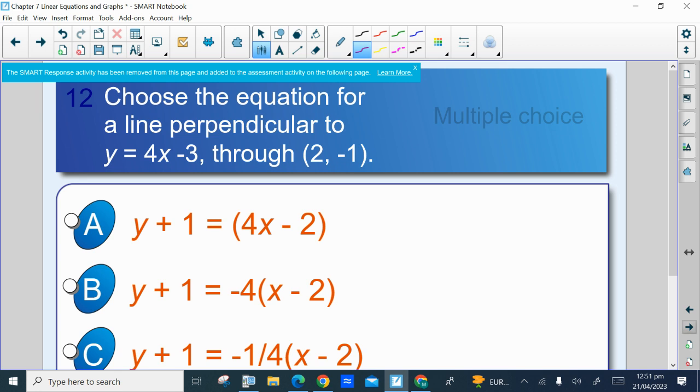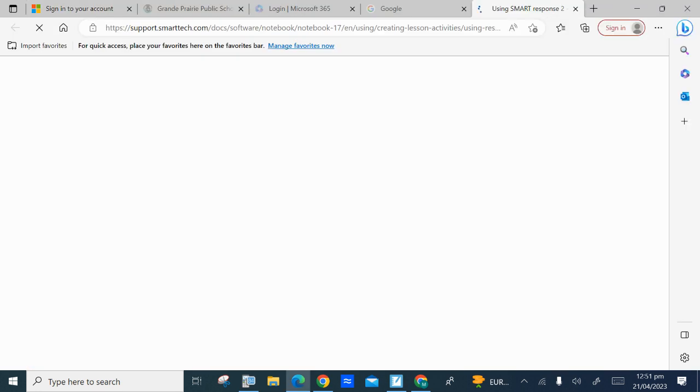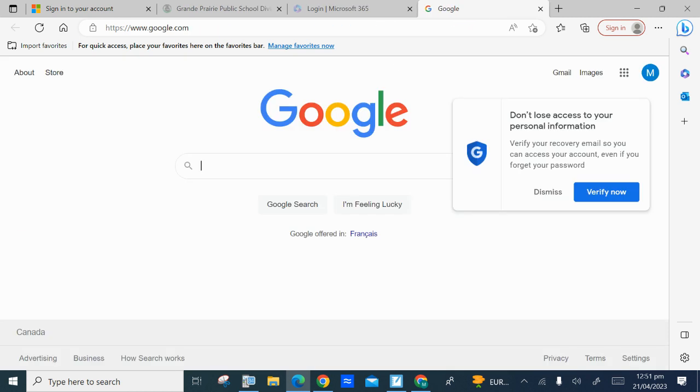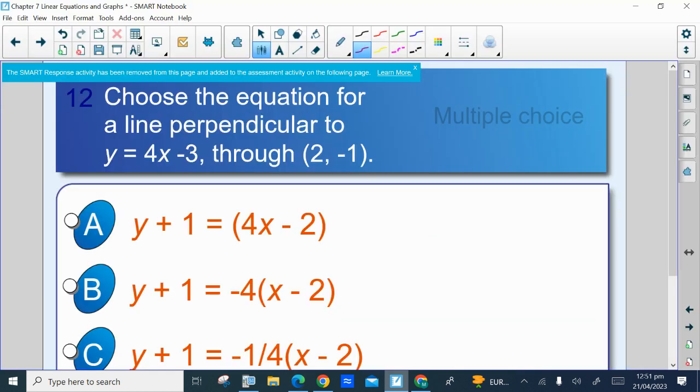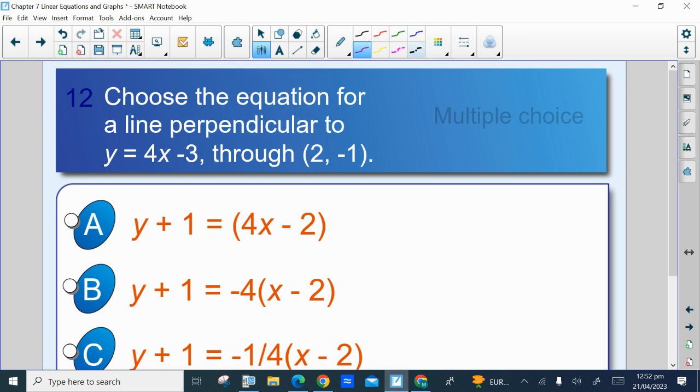But now we're doing a perpendicular one. Choose the equation for a line that's perpendicular to the y equals 4x minus 3, and it passes through the point 2, negative 1. So the slope of the line we're given, we'll say M1, is positive 4.